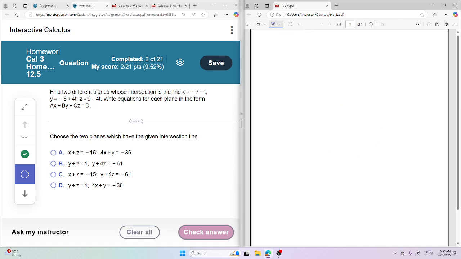So I got x plus z is equal to negative 15. And then I want to see, does that even work with the line? If that doesn't even work with the line, then we got a problem, right? So let's start with this to see if it works. I have an x, I have a z. Let's plug them in and see what we get. So I've got negative 7 minus t, and then plus 9 minus 4t is equal to negative 15. And I could solve, right?